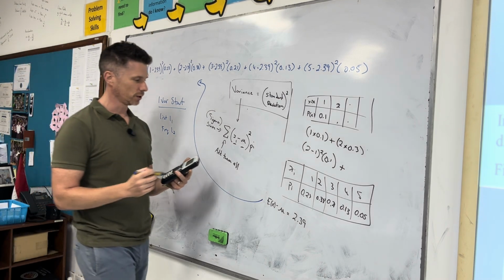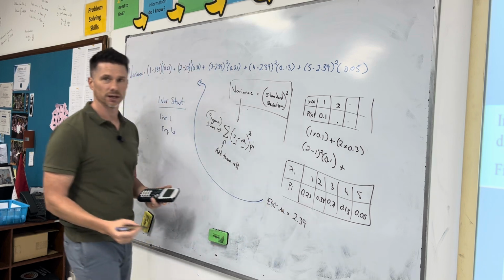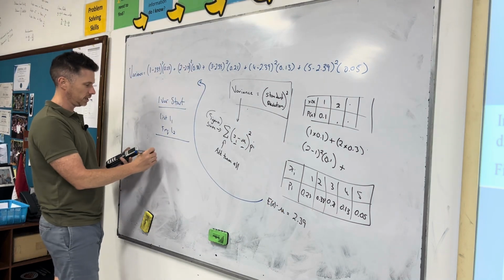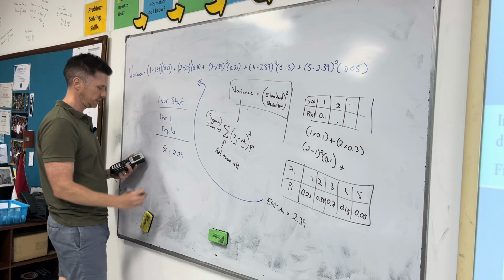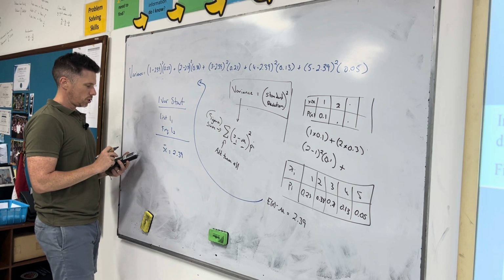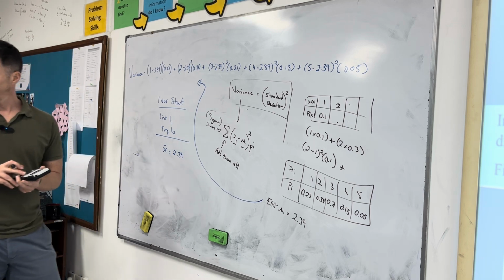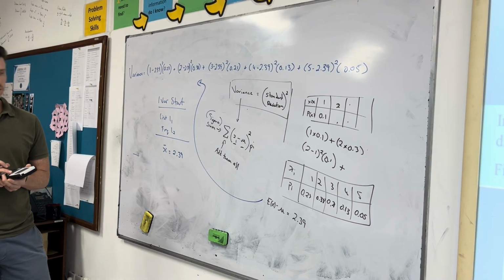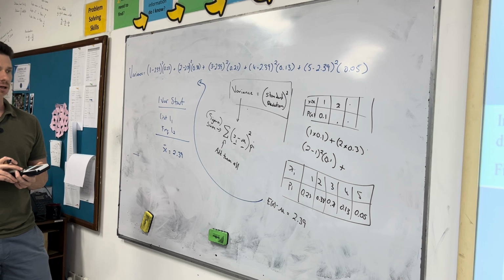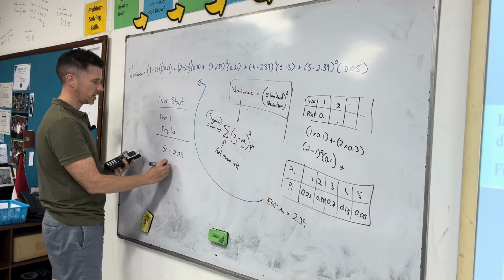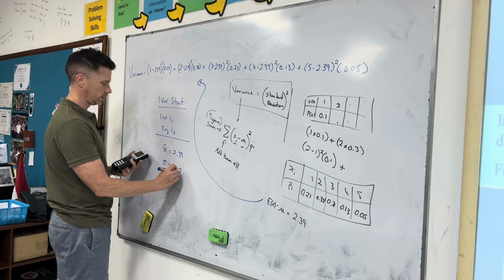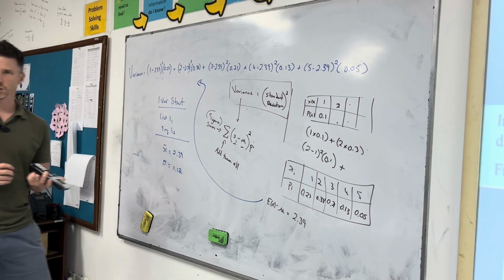So the first thing we wanted was, was our mean correct? And the calculator gives the mean, the x with a line over it, 2.39, fantastic. The expected value is 2.39, not the variance. The variance is 6.97? They just gave you the standard deviation. 1.12 is the standard deviation.